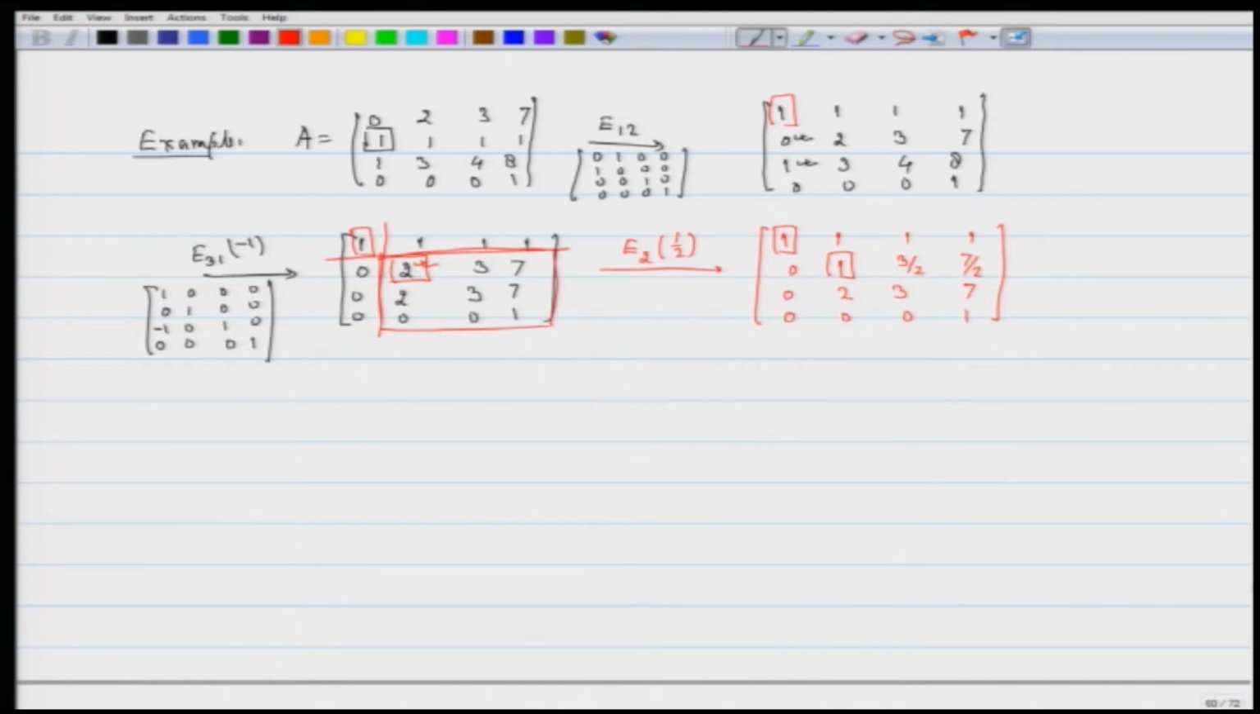Fine. Now, I need to use this one to make this entry 0. The next entry is already 0. So, I need to look at the third row being replaced, again the third row is being replaced by using the second row, which is 1 here. So, I have to put minus 2 here. Fine. So, it is just 1 as a pivot, 1 1 1, 0 1 3 by 2 7 by 2. I am multiplying by 2 and subtracting. So, I get here 0 0 0 0, and the last one remains as it is, which is this.